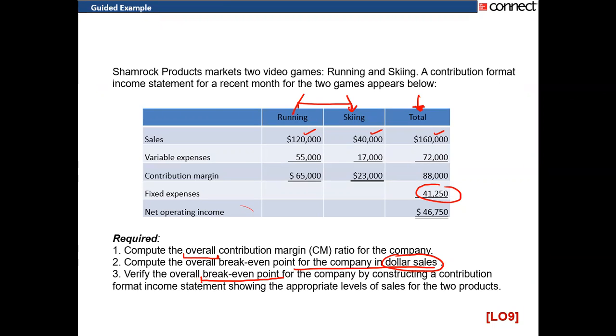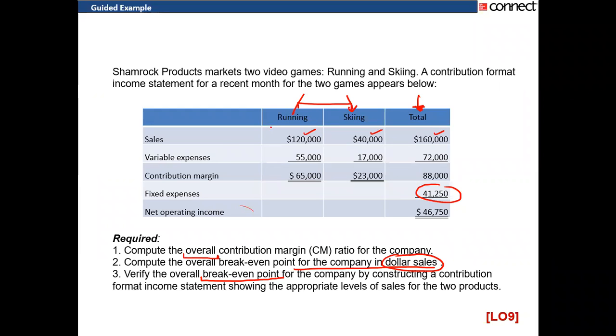If we have the break-even point sales, will we have any positive net operating income? What do you expect at the break-even point sales? You expect no positive net operating income. Again, you expect no negative net operating income. You expect simply 0 net operating income. Let's verify it together. Okay.